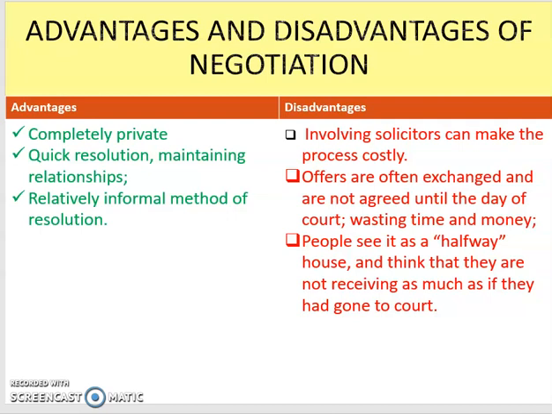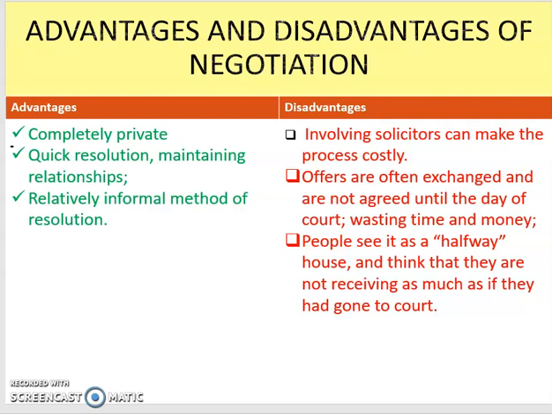It might be that you get a quick resolution. So it might be a lot faster than court because you can negotiate immediately and get a resolution potentially immediately. As I mentioned last time, negotiation's really good because you can perhaps maintain relationships.